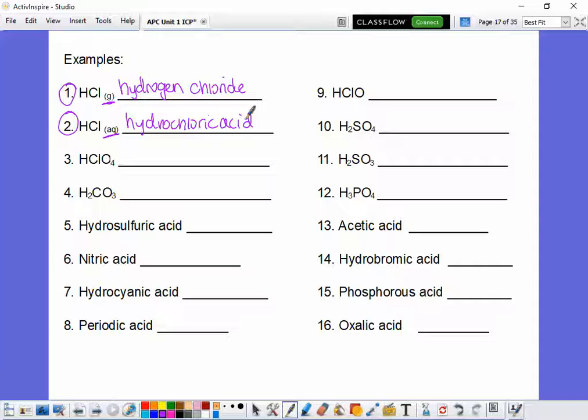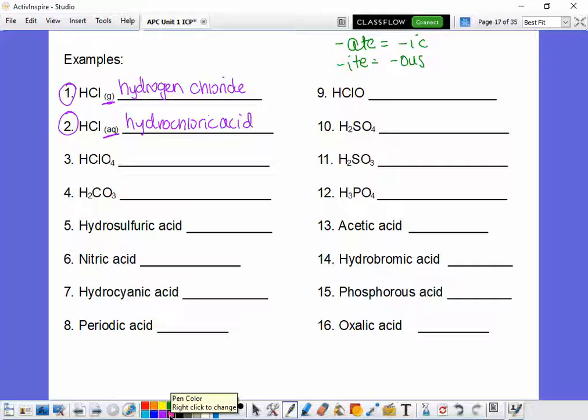If the polyatomic ion that the acid includes ends in ATE, like the normal name of that polyatomic ion is ATE, what do you change it to? Ic. So ate becomes ic. Ite becomes ous, O-U-S. So ate-ic, ite-ous.